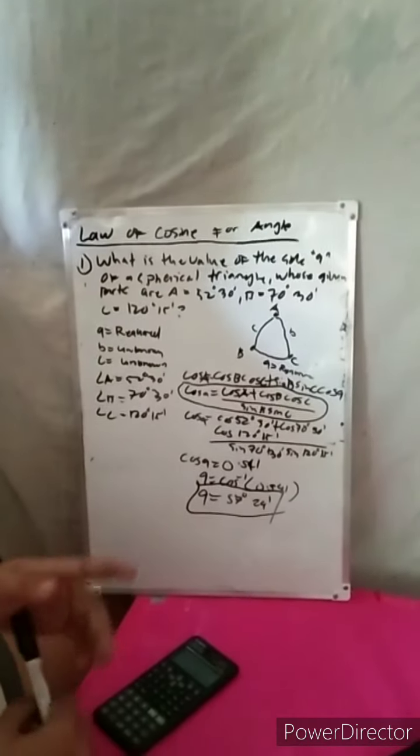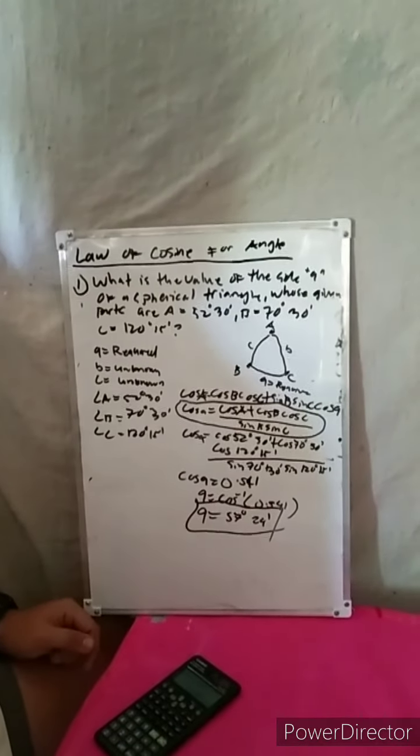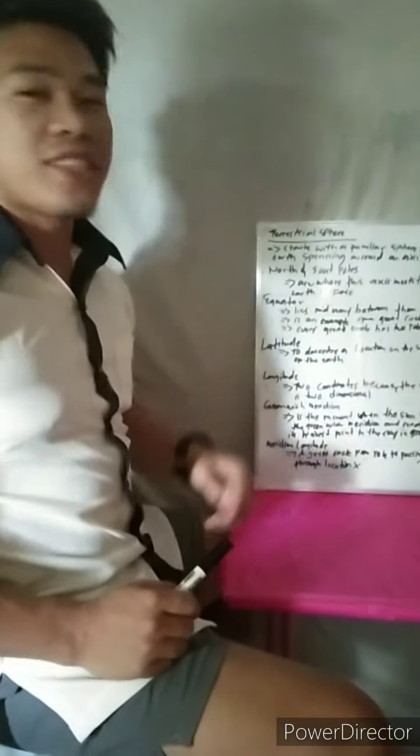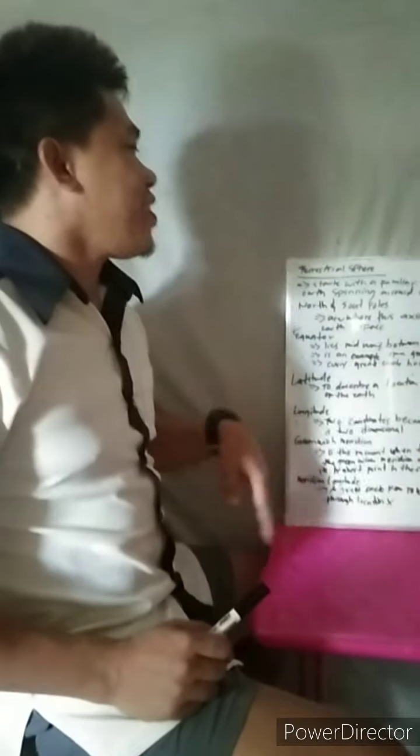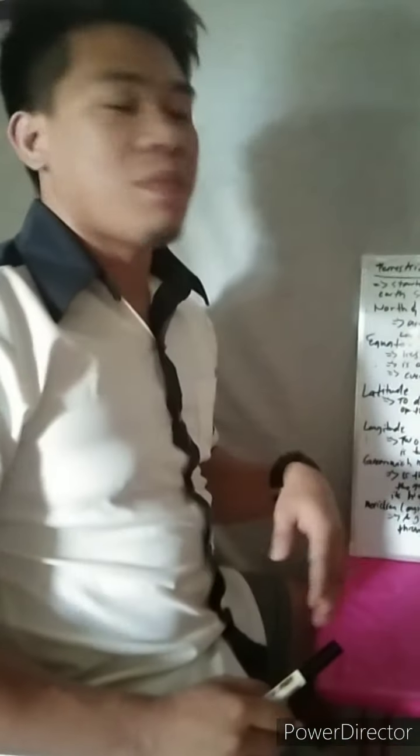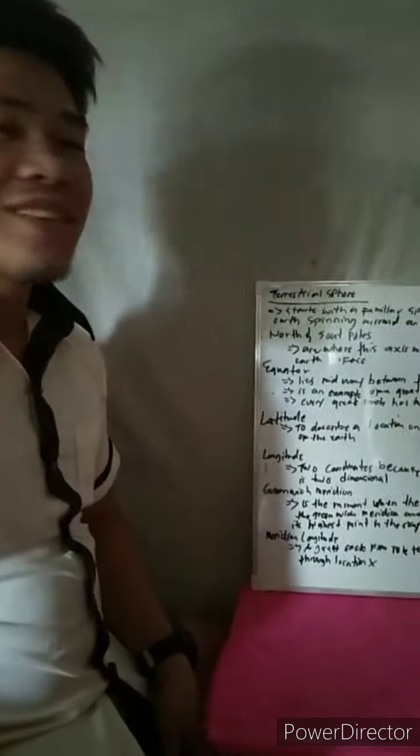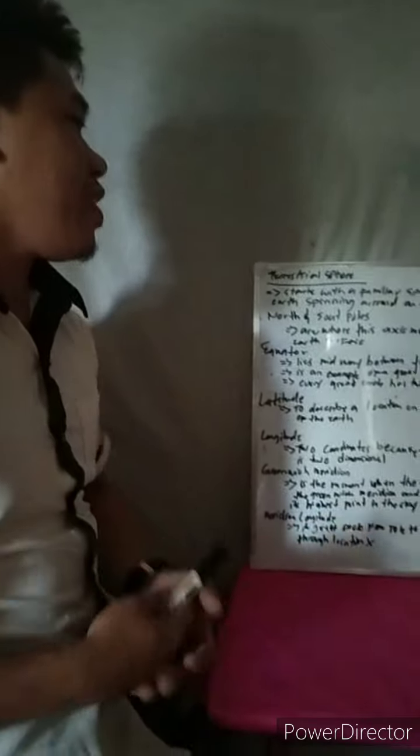So okay, let's proceed to another topic of my report. We have now a new topic about the terrestrial sphere. When we talk about the terrestrial sphere, it starts with a familiar sphere, the earth spinning around an axis. So that is the terrestrial sphere.